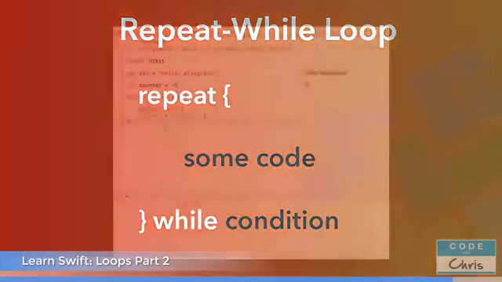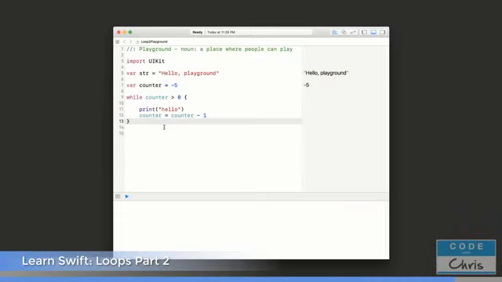Okay, so let's go back to the playground and let's do an example here. So I am going to use the same example. Okay, let's print hello here. And we're going to have the same thing, counter equals counter minus 1. And we're going to say repeat this chunk of code while counter is greater than 0.